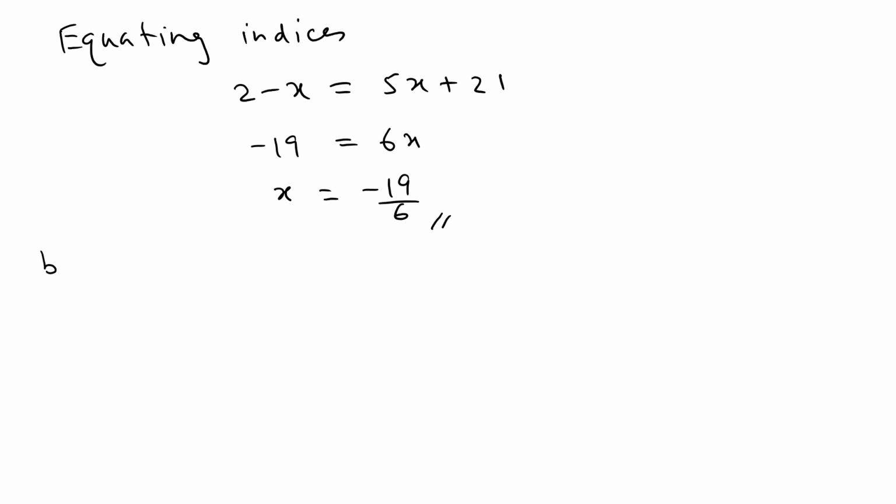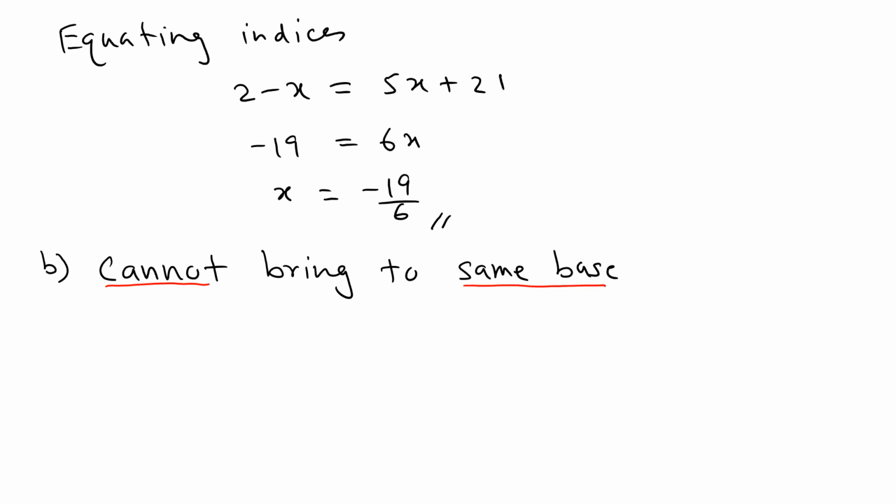So type 2 part B. So cannot bring it to same base. If you cannot bring it to same base, we're going to follow a 3-step method. Normally for these problems, the first step is we're going to isolate the exponential terms. So we can isolate the exponential terms.